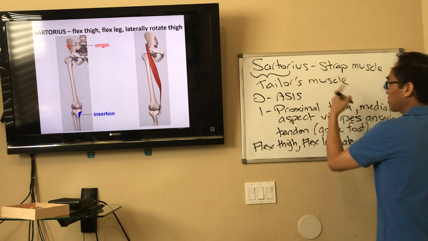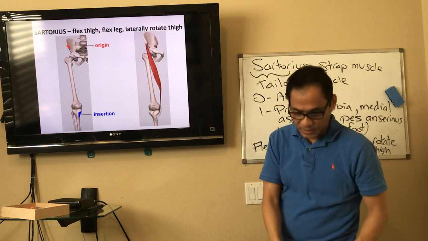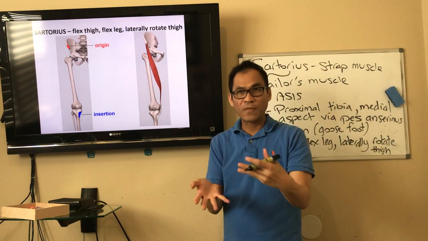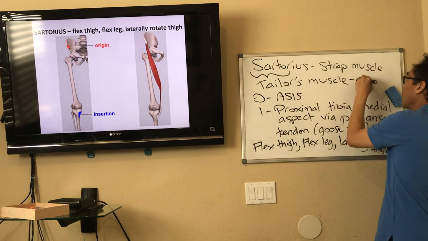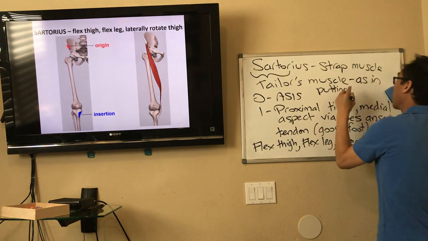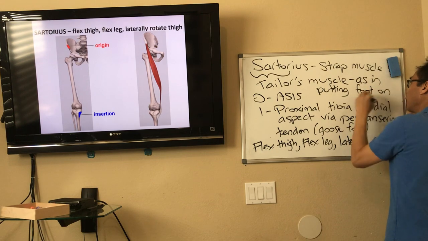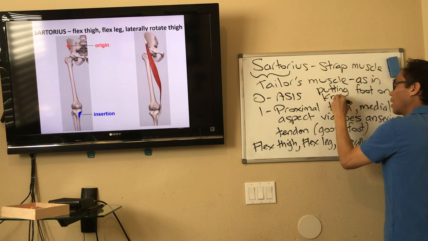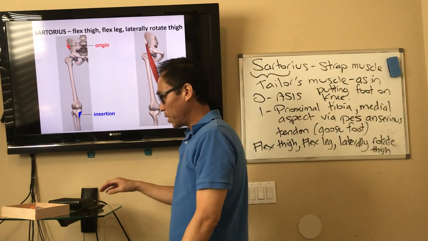The reason why it's called the tailor's muscle is usually when the tailor does their patchwork, they cross their legs and put their foot on their thigh and do their patchwork. As in putting your foot on the other knee, like when you cross your legs. That's the action of that muscle.